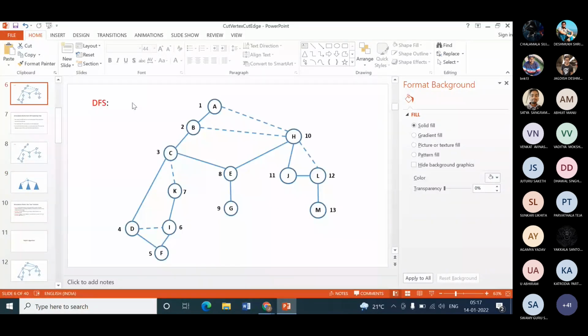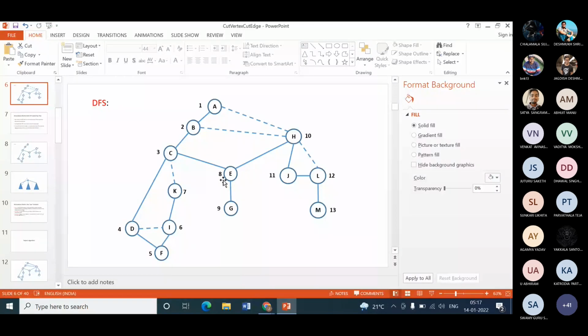Like this, 1 2 3 4 5 6 7, then when I am coming back here, I put 8 here. Okay, then I put 9 here, 10 here, like that. So for each vertex I have populated the start time or discovery time and finish time.